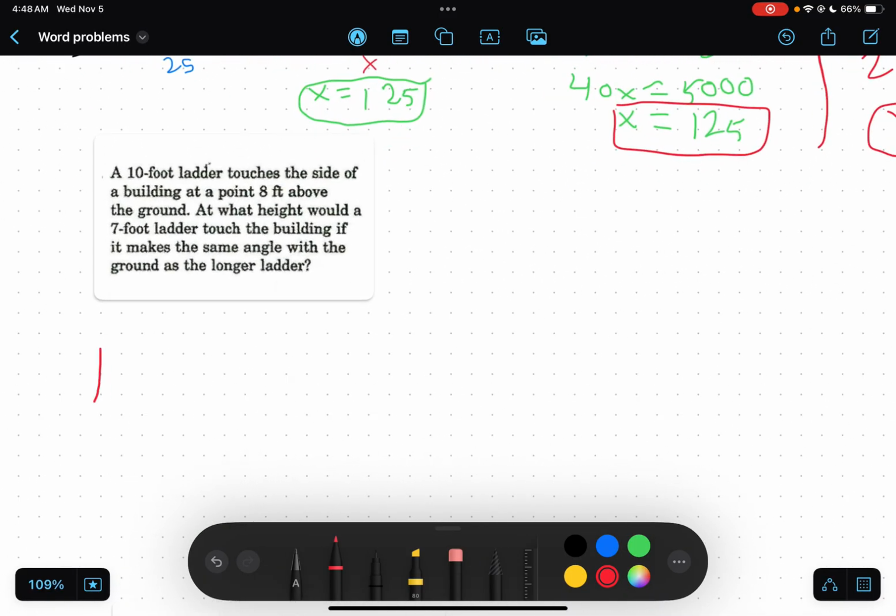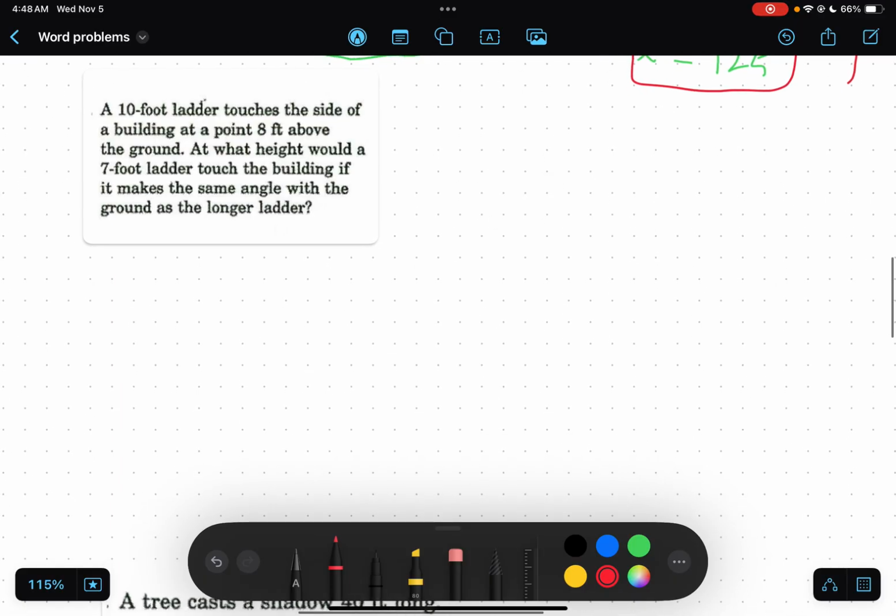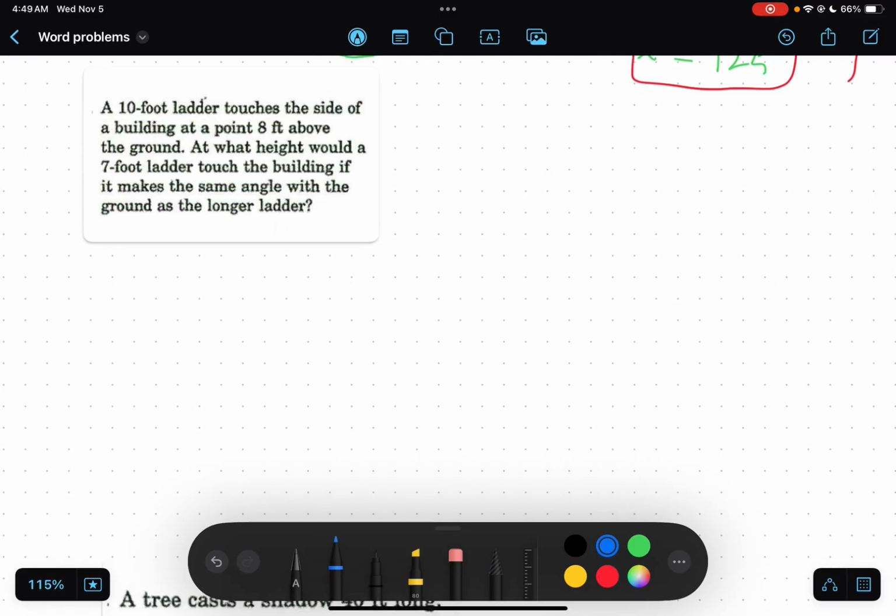Okay, a 10-foot ladder touches the side of a building at a point 8 feet above the ground. At what height would a 7-foot ladder touch the building if it makes the same angle with the ground as the longer ladder? Okay, so don't even start thinking about triangles yet. Just draw out what we have in the picture. So I have a building, I have a ground.